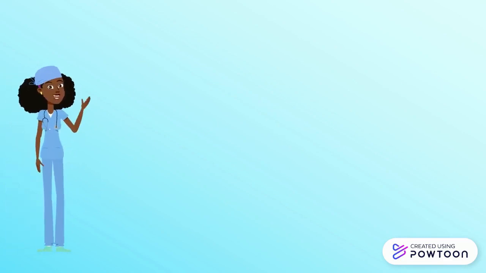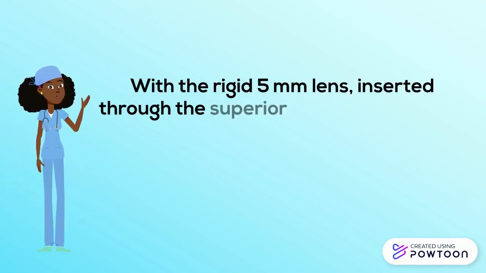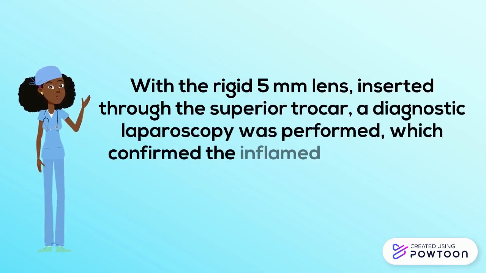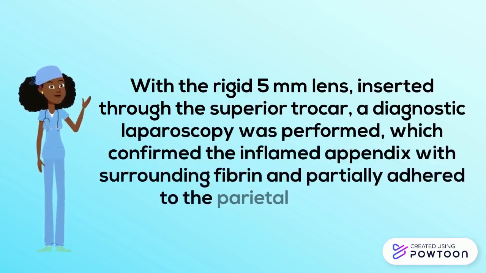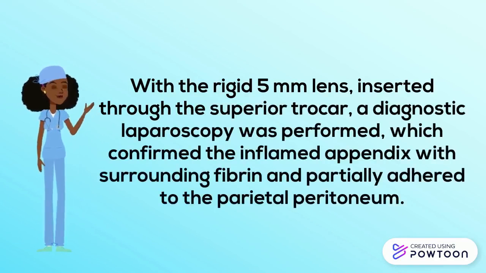With the rigid 5 mm lens inserted through the superior trocar, a diagnostic laparoscopy was performed, which confirmed the inflamed appendix with surrounding fibrin and partially adhered to the parietal peritoneum.